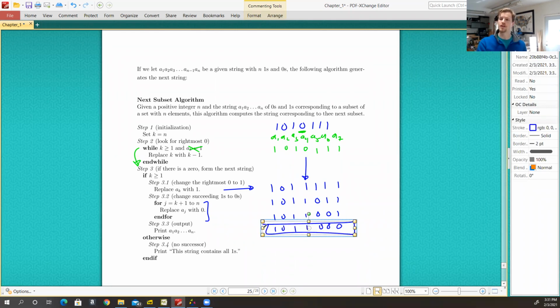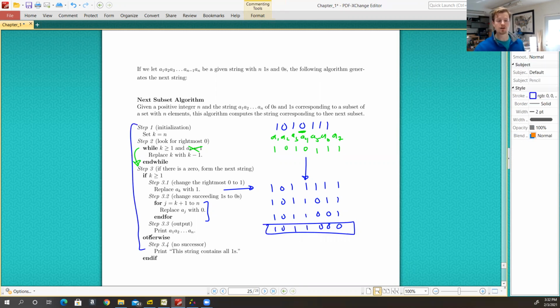Okay, so the next subset algorithm, this looks a lot longer than our previous algorithms, but it's even simpler in terms of what it actually says to do. All that it says to do is to find the rightmost 0, change it to a 1, and then change everything that follows to 0. Done. You have found the next subset.